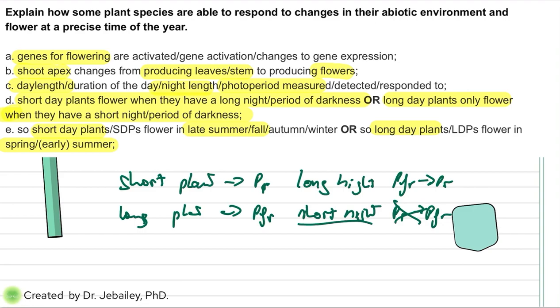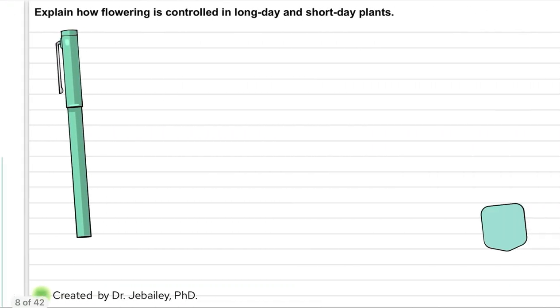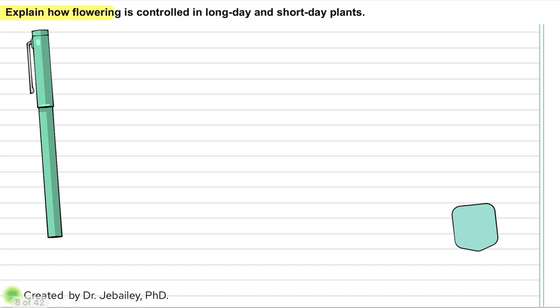there the phytochromes go. So in this mark scheme, you don't see anything about phytochrome. It's very general. It talks about short and long days, and then it talks about gene expression. So I would add this in here because you don't know, in a future mark scheme, it might go into more detail. Now the next question says explain how flowering is controlled in long day and short day plants.